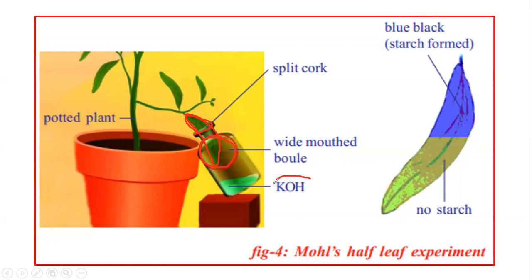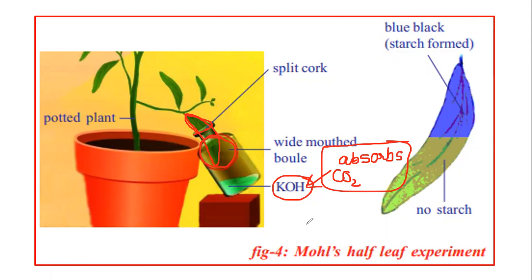And inside this particular bottle, you will keep KOH pellets or KOH granules or KOH solution. Why? What is the function of KOH? You have studied in your 10th standard. It absorbs or removes carbon dioxide. The KOH solution or KOH pellets absorb carbon dioxide. So if KOH is kept inside the bottle and the bottle is closed with the help of a split cork, then you can conclude that inside the bottle there is no presence of carbon dioxide. That is, carbon dioxide is completely absorbed by the KOH pellets.